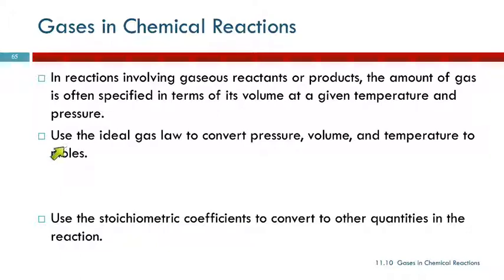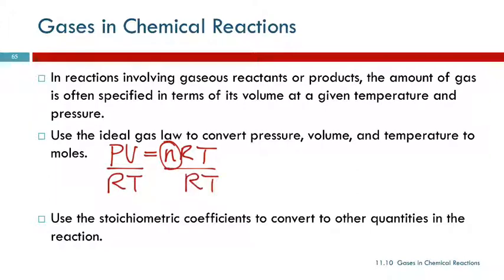So we can use the ideal gas law to convert pressure, volume, and temperature into moles. The ideal gas law is PV equals nRT. If we want to solve for moles, we divide both sides by RT. And so n is equal to PV over RT. That's what the first question on the pre-lab was asking it to do. That's all it was asking. Rearrange the equation for n. So there, I gave you an answer.